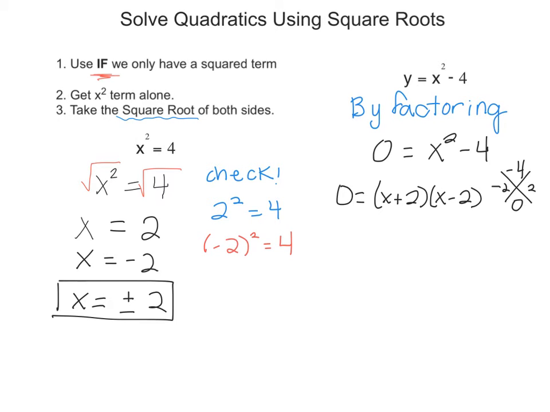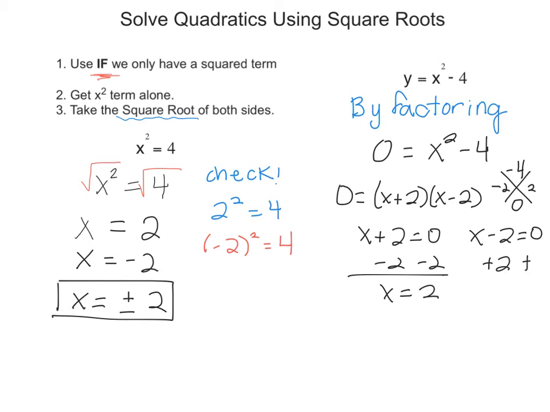Now if I use the zero product property, it tells me to have x plus 2 equal to 0 and x minus 2 equal to 0. Then I would subtract 2, and I get x equals negative 2. And I would add 2, and I get x equals positive 2, which is where we get x equals plus or minus 2.